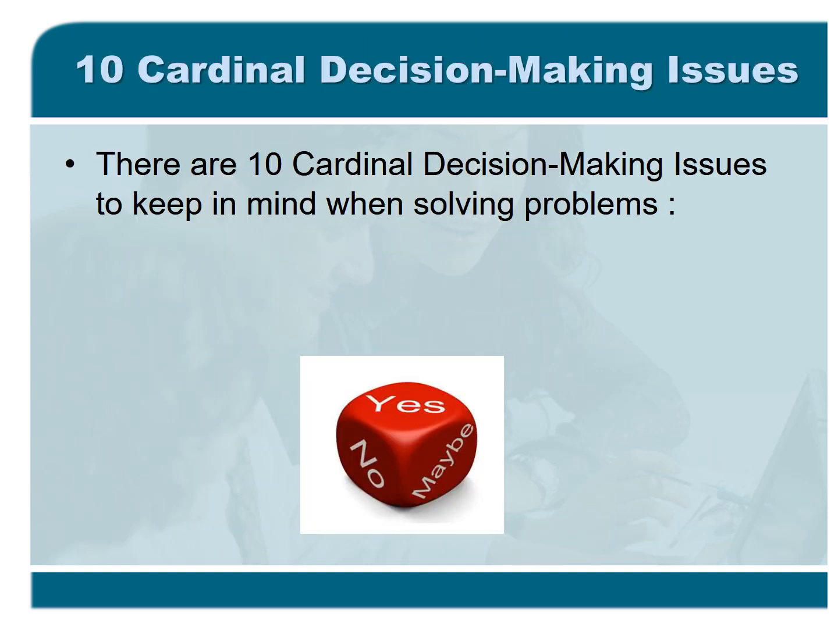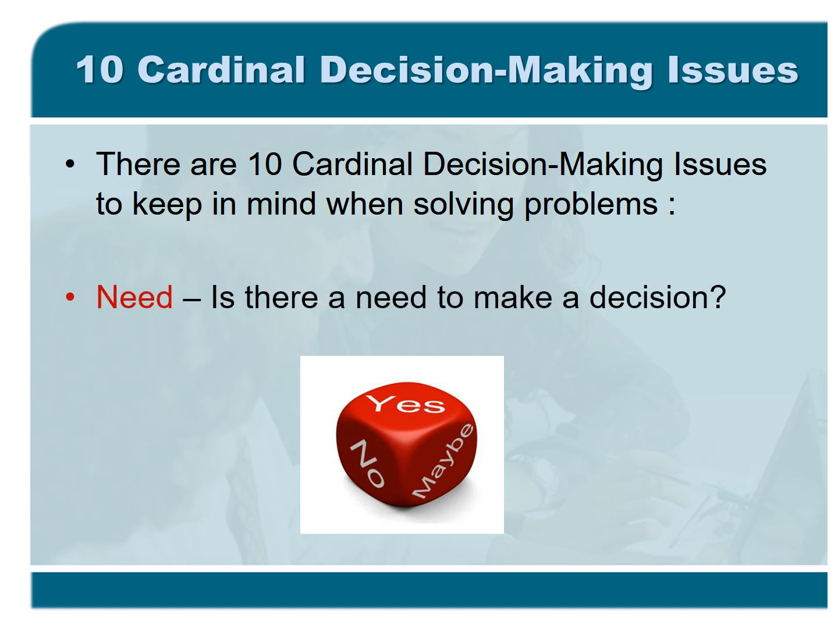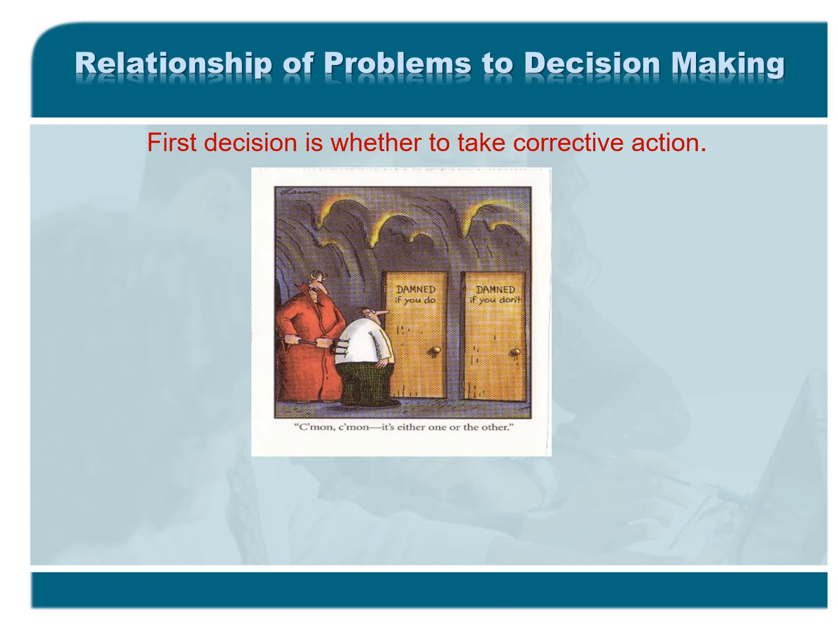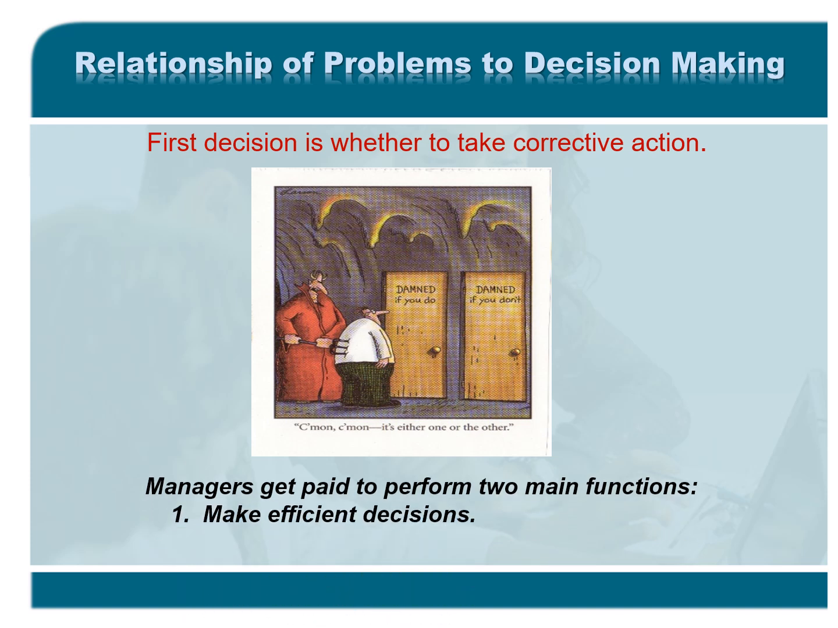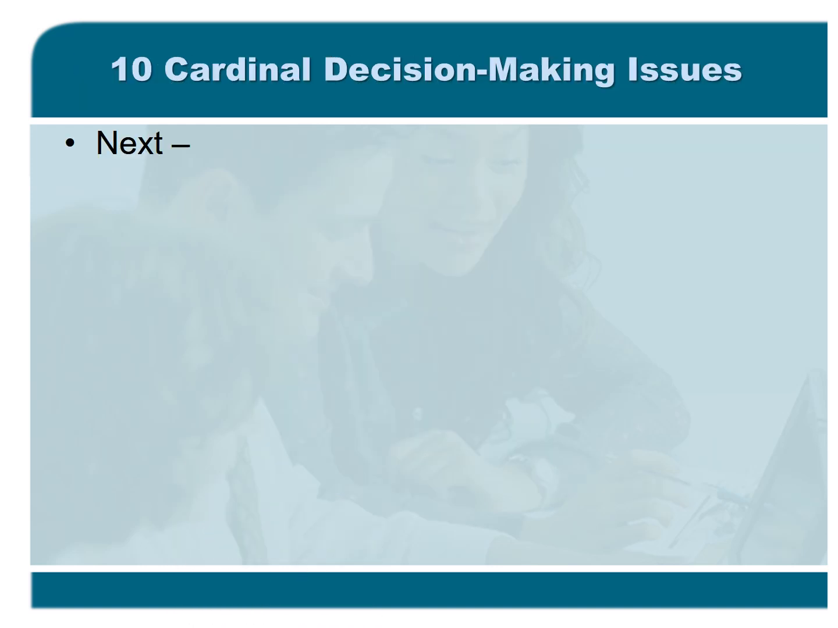There are 10 cardinal decision-making issues to keep in mind whenever you're solving a problem. 1. First of all, is there a need to make a decision? Is there really a problem? First decision is whether to take corrective action. Now, as a manager, you get paid to do two main functions. You make efficient decisions, and you solve problems.